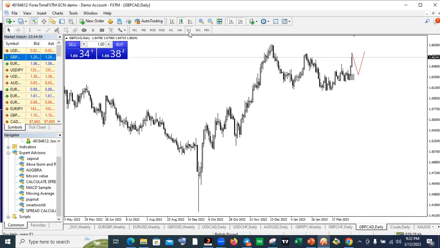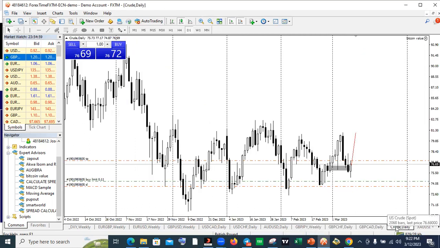Canadian dollar is weak, so expect British pounds to fall a little bit and then close with a bullish candle. So this week, expect British pounds and CAD to be buying in the main direction. Let's look at what happened on crude.